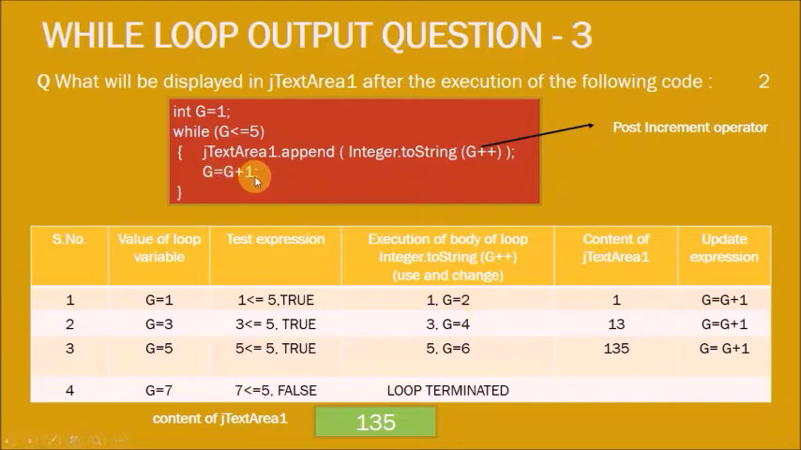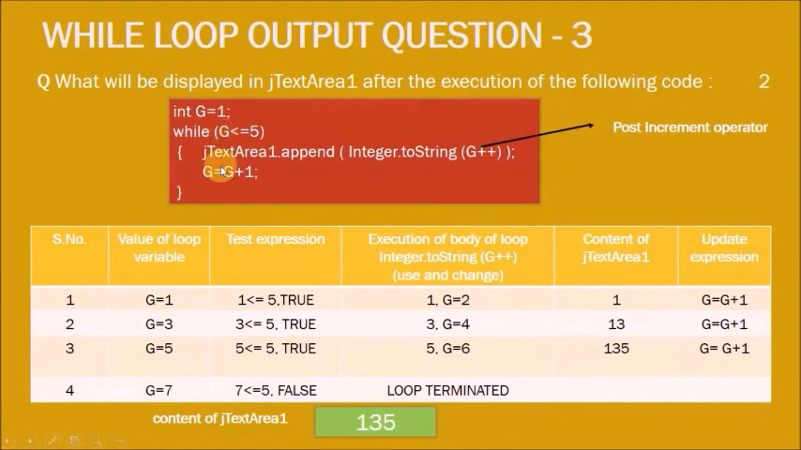Then we will go to the update expression, which is g equal to g plus 1. As the newest value of g is 2, so 1 will be added to it and the current value of g will now become 3. So when we go to the next iteration, the value of g is 3.